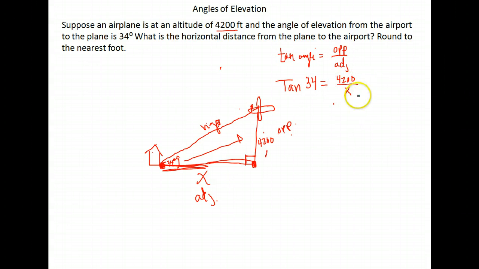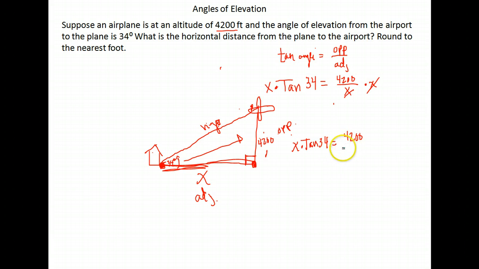Now when x is in the bottom of the fraction, the first thing you have to do is multiply by x to get it out. Whatever you do on one side of the equation, you have to do the same on the other. So now I have x times the tangent of 34 is equal to 4,200.